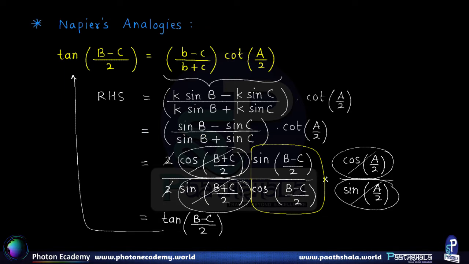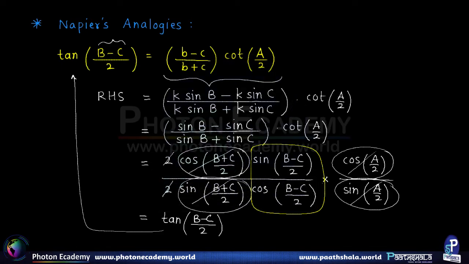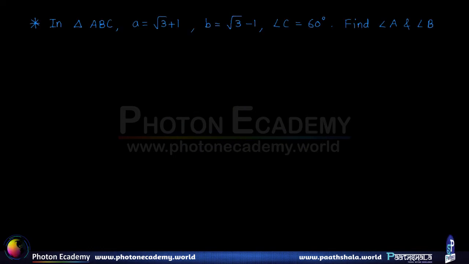Similarly, the other two statements can also be written. Here it was (B minus C) upon 2. In the other two we will have (A minus B) upon 2 and (C minus A) upon 2. Let's go ahead and see how we can use Napier's analogies to solve a problem.